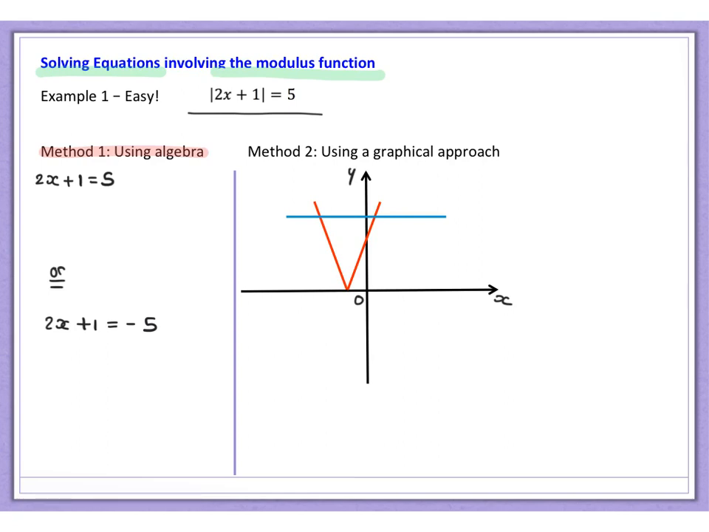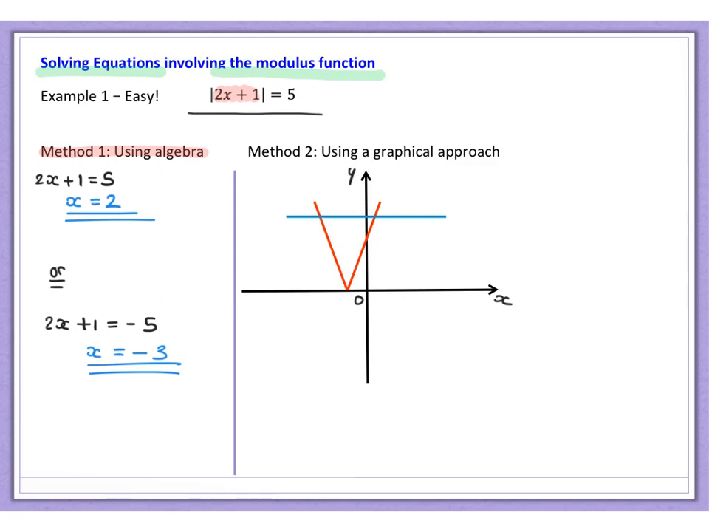And the answer to the question is, which values would give us a modulus of 5? 5 or negative 5 are the 2 possible answers. We can then solve each of these very simple equations. So x is going to equal 2 in this example, or x here is going to equal negative 3. And we have 2 answers to the question, found using the algebraic approach.